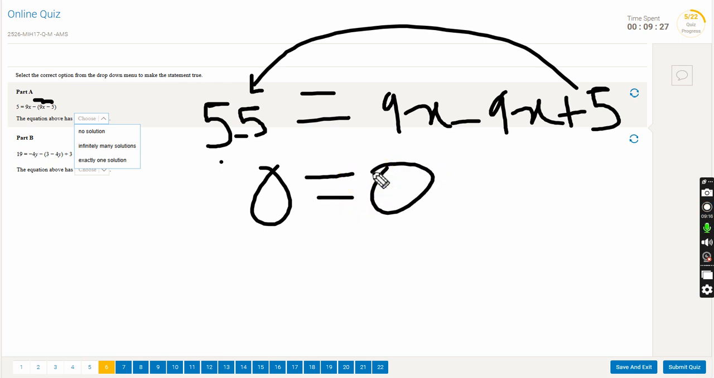So here, what happens if it's 0 and 0? This is infinitely many solutions because 0 is equal to 0 all the time, right? So we have no variables left and the statement is always true. It is always 0 equals 0.